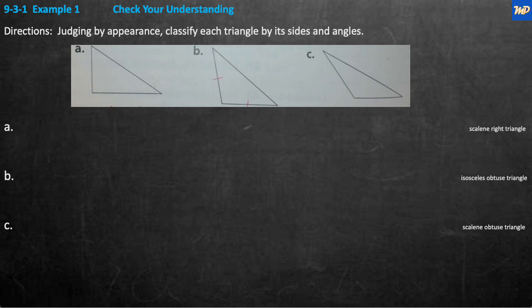Example 1, check your understanding. It's your turn. Judging by appearance, classify each triangle by its sides and angles. So I'll wait. When you get back, we'll go over them. Okay, now that you're back, let's look at A.